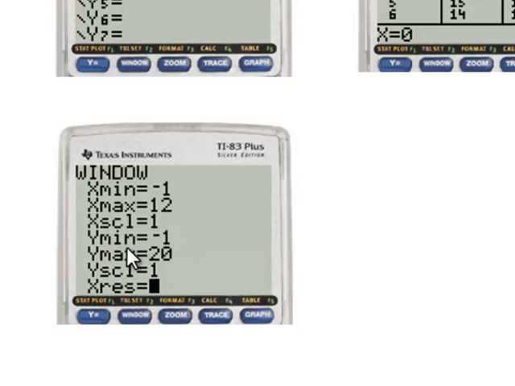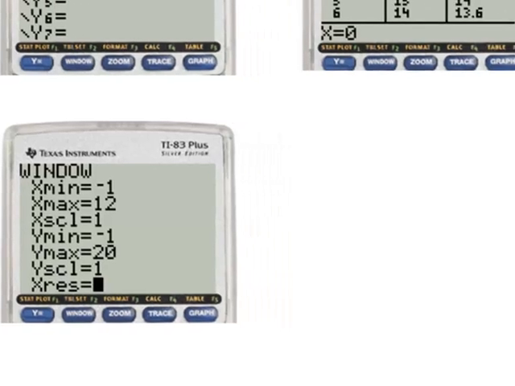For my y minimum, I'm going to use negative 1 because I want to see the x-axis. And then the y max is 20. The reason I use 20 is because that is the intercept for the first equation, and the intercept for the second equation is 16. So in this window setting, I can see both y-intercepts for both equations.